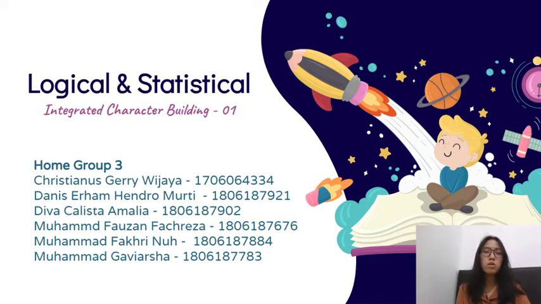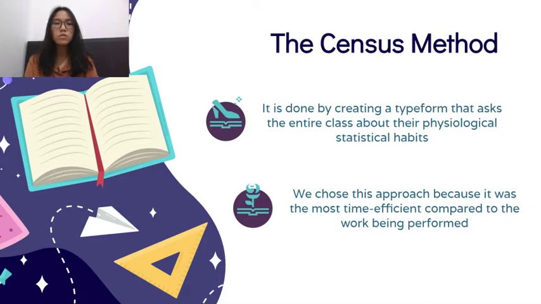So today our group will present about the logical and statistical results, starting from the method that we use. The census method that we use was done by creating a Typeform that asks the entire class about their physiological statistical habits, which are the duration of sleep, weekly exercise, dietary intake, weight, height, gender, and age. We chose this approach because it was the most time efficient compared to the work being performed.